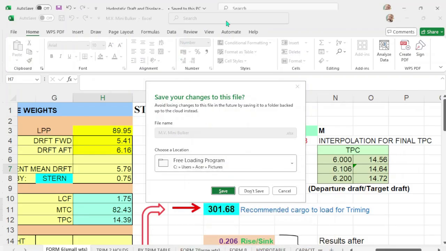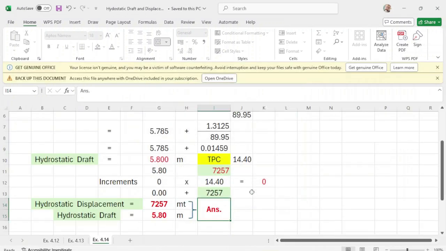What is this? Don't save. Done with this one.